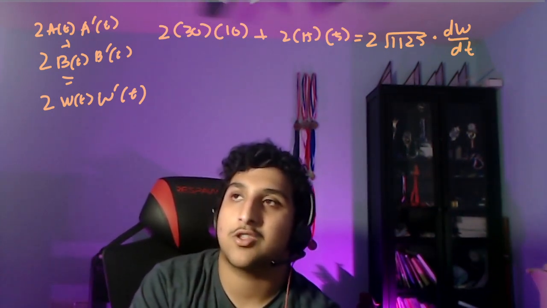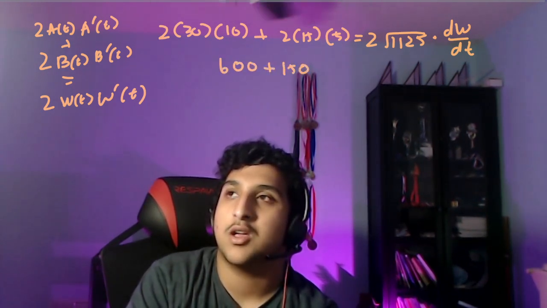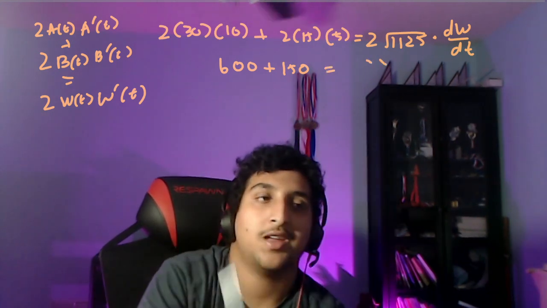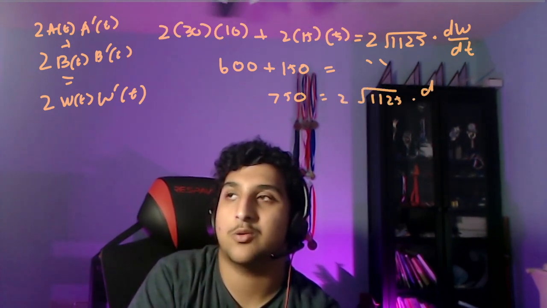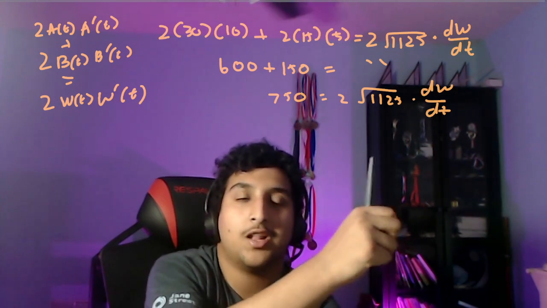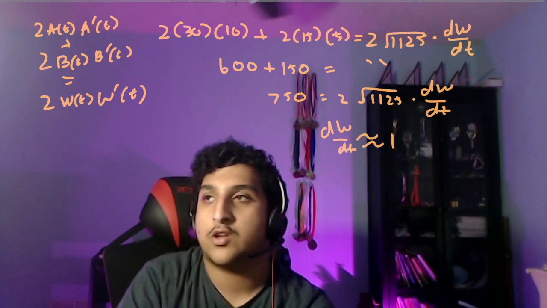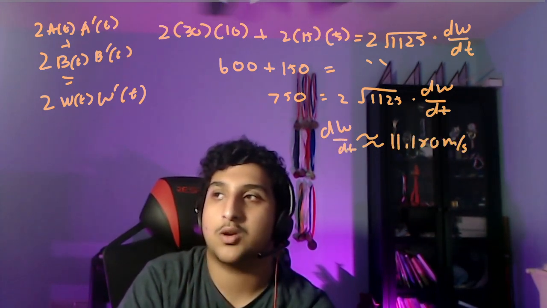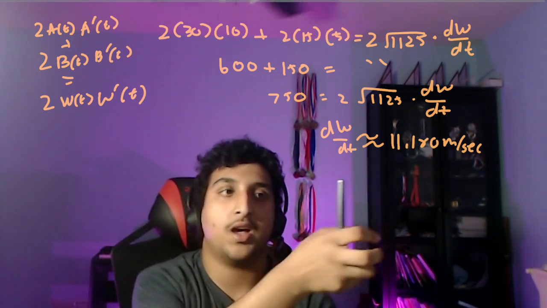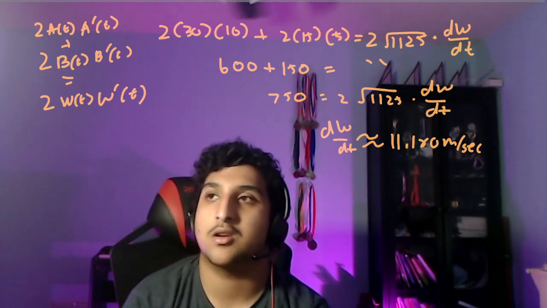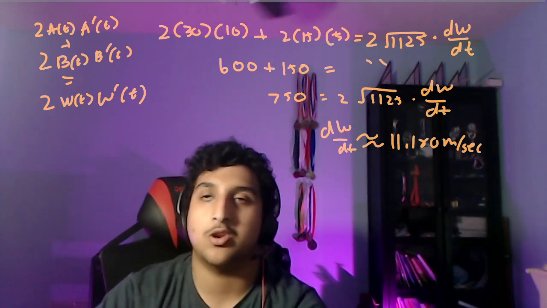Once again, I guess we could start with the left-hand side. So this is going to be 600 plus 150 equals 750, which is equal to 2 square root of 1125 times dw/dt, and then you can just plug this in your calculator, and if you want to check it, the answer is going to be 11.180 meters per second. What does this mean? It means that the distance between A and B is changing at 11.18 meters per second when the position of B is 15 meters from the origin.